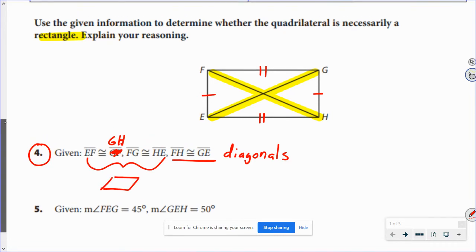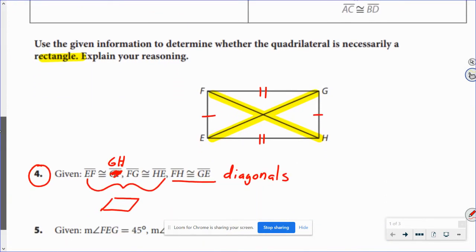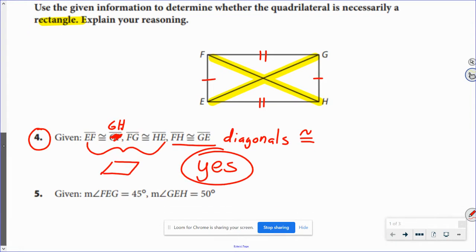And that's the first condition up here, if you have a parallelogram with one of these extra things. So do we have one of those extra things? Yes, the diagonals are congruent. So a parallelogram with congruent diagonals, yes, that is a rectangle. And that is why. Let's check the second one.